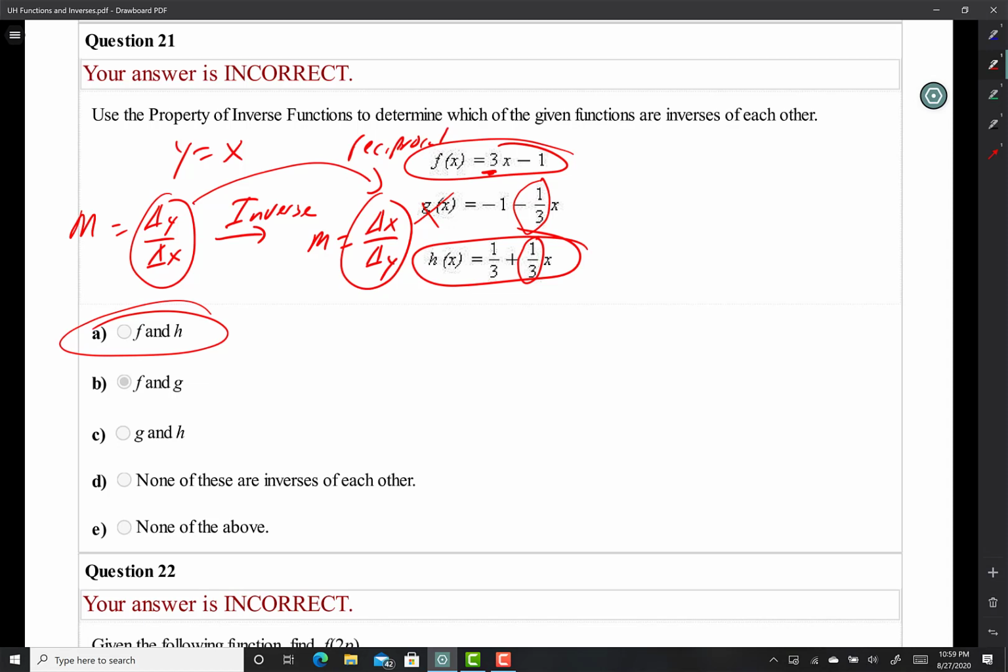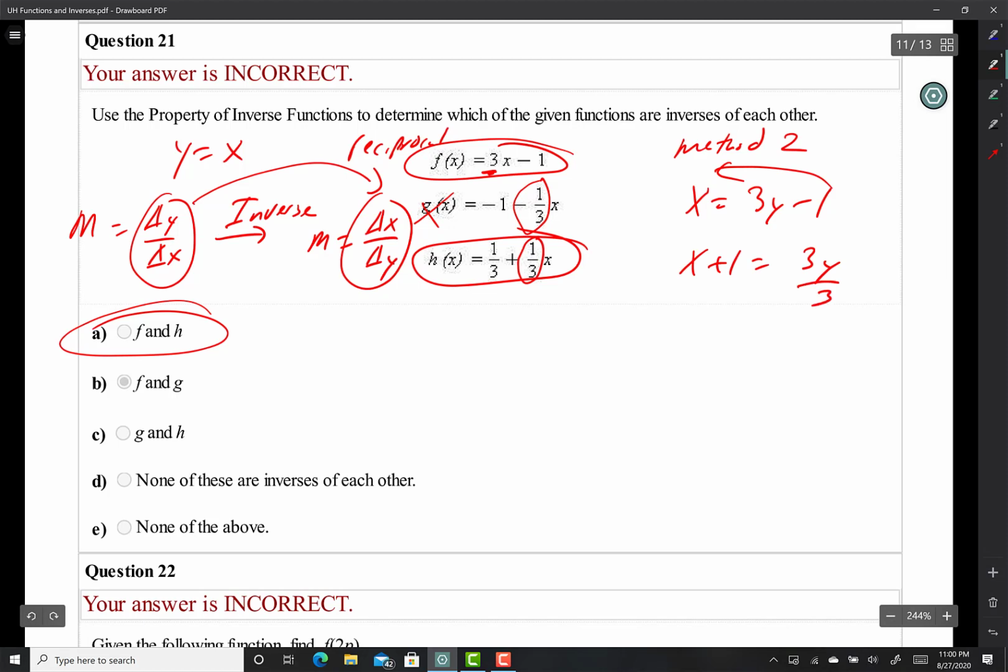I guess if it didn't make sense, you could have always done this, guys. So here's method 2. I know you guys are going to like method 1 better though. Switch the x and the y. x equals 3y minus 1. And just solve for y now. So I'm going to move that 1 to the other side. x plus 1 equals 3y. Divide by 3, divide by 3, divide by 3. So I'm going to write f inverse of x equals x over 3 plus 1/3. And sure enough, 1/3 plus 1/3 x. That's the same thing as x over 3.